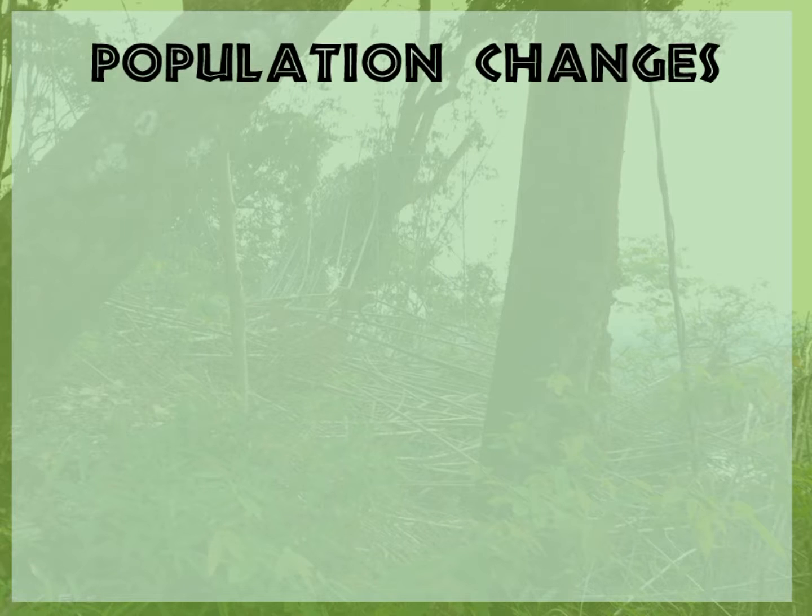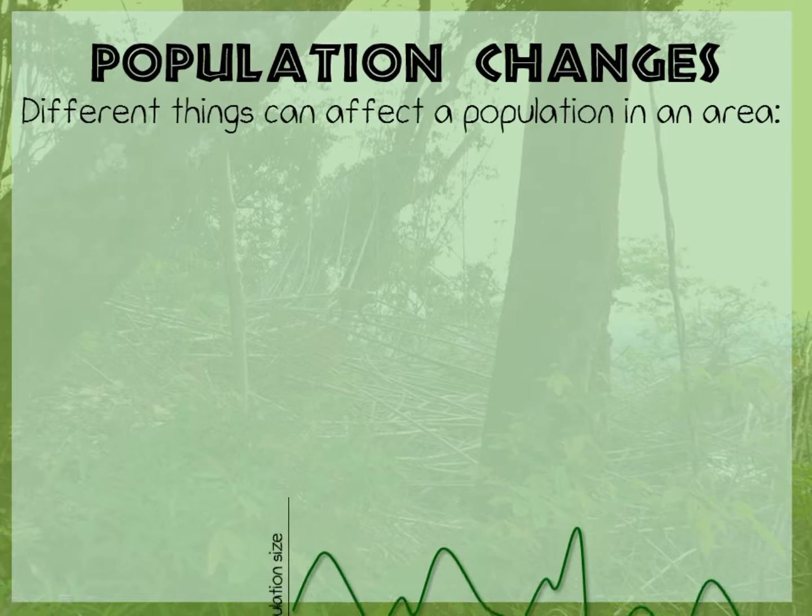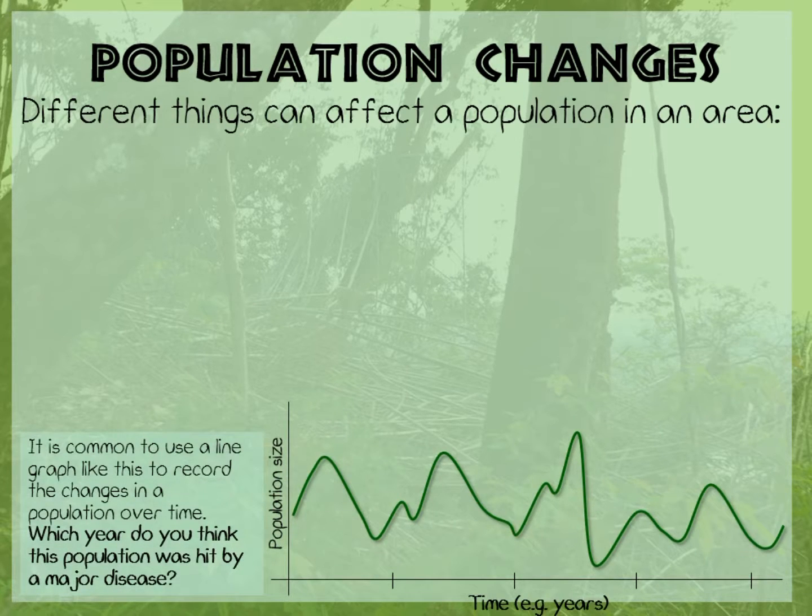So what kind of things can cause population changes? Well, here is a population graph, and we can see that time goes along the x-axis while population size goes up and down on the y-axis. So which year, if we look along the x-axis here, do we think that this population was hit by a major disease? Well, if we look along the bottom, we see that it is about halfway through the third year from the left that there is a major drop-off in population.